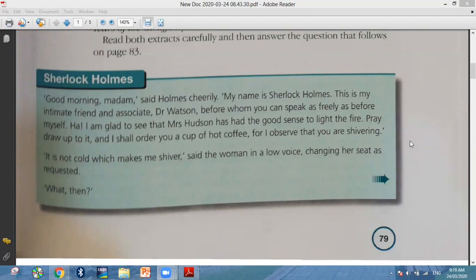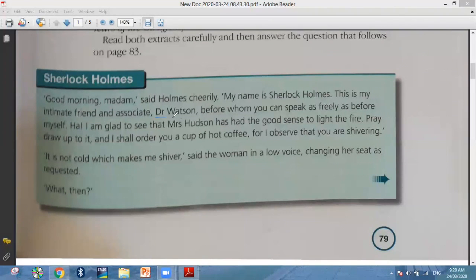What are the characteristics that you can find in a detective? Strong personality, creativity, also be clever. Okay, thank you, Abdurrahman. And what is the main character here? The name of the main character, the detective, is called? Sherlock Holmes, and his assistant, Mr. or Doctor? Dr. Watson, that's right. Okay.